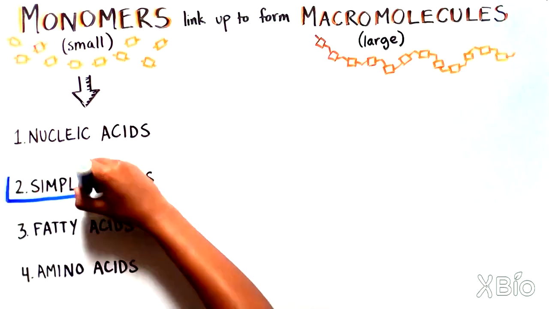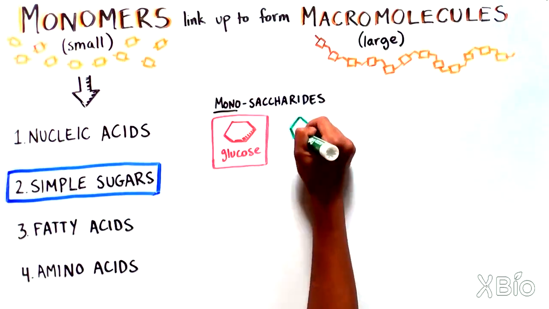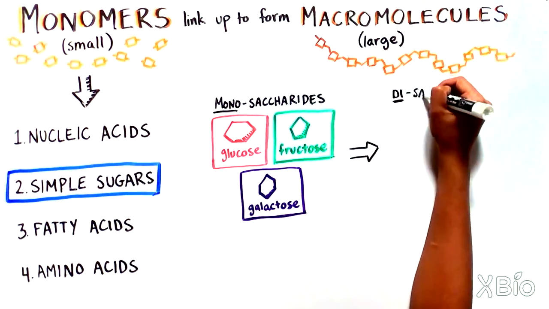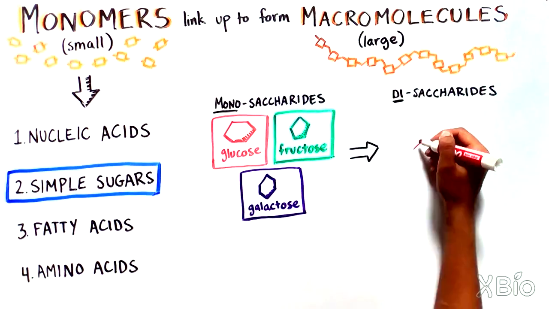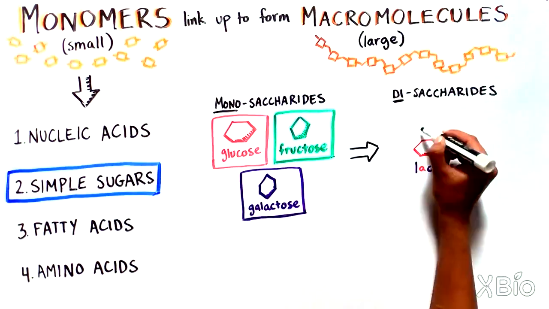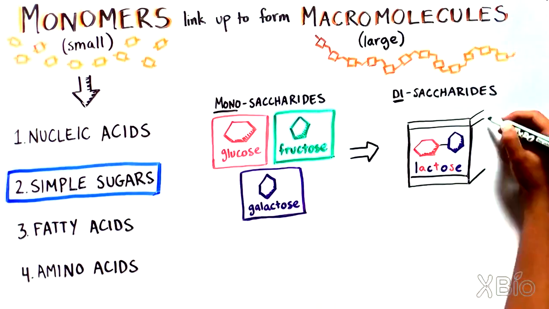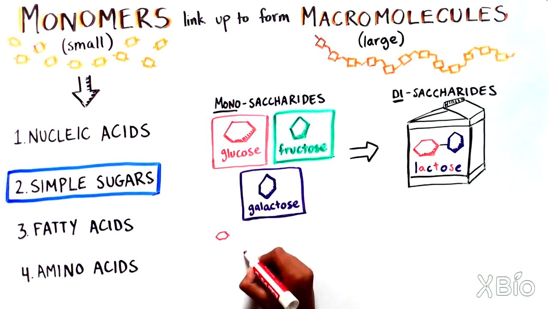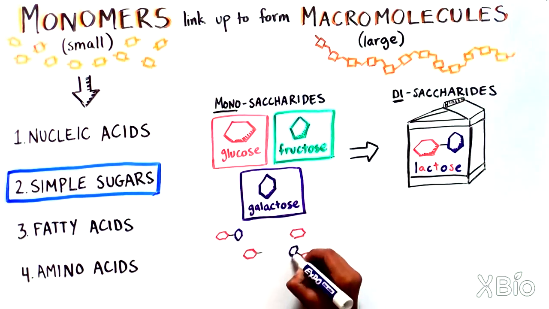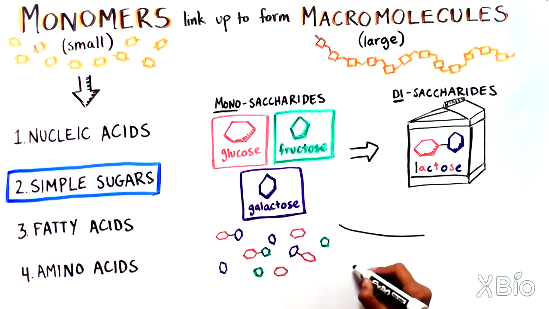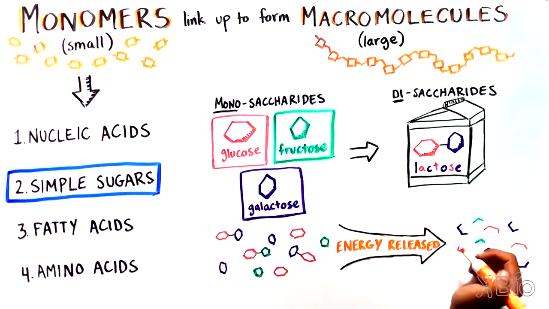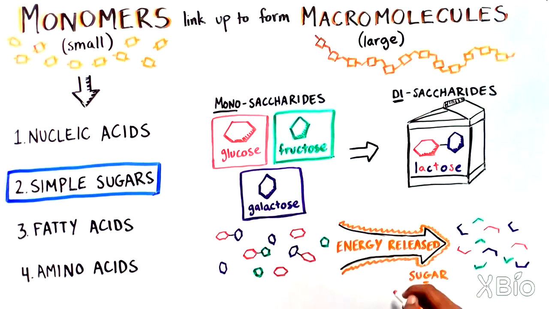Now, let's move on to the simple sugars. For example, glucose, fructose, and galactose. When two of these sugar monomers join up, they form what is called a disaccharide. One example of this is lactose, found in milk, which contains one glucose molecule and one galactose molecule. Mono and disaccharides can be broken down all the way to carbon dioxide, generating a huge amount of energy along the way. If you've ever had a sugar rush before, you won't be surprised that these are the main sources of energy for the cell.